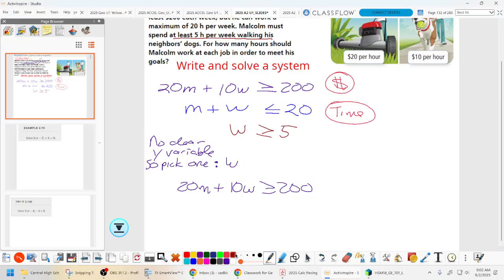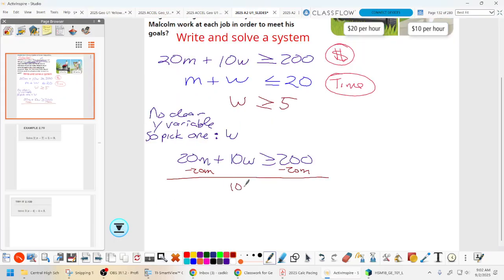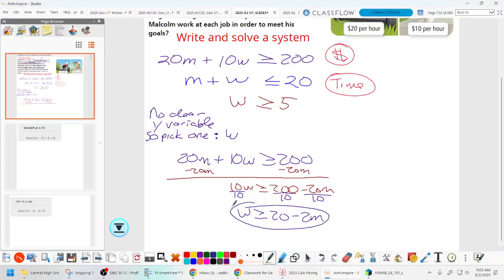Subtract 20. Okay, we'll subtract 20m. Our goal again is to get this w by itself. Can I combine these? Okay, and then what? Divide by 10, we got to get that w. And then we said in our notes, divide everything, right? We don't want to miss something. So now we have w is greater than 20, 200 divided by 10, minus 20 divided by 10, which is just 2.